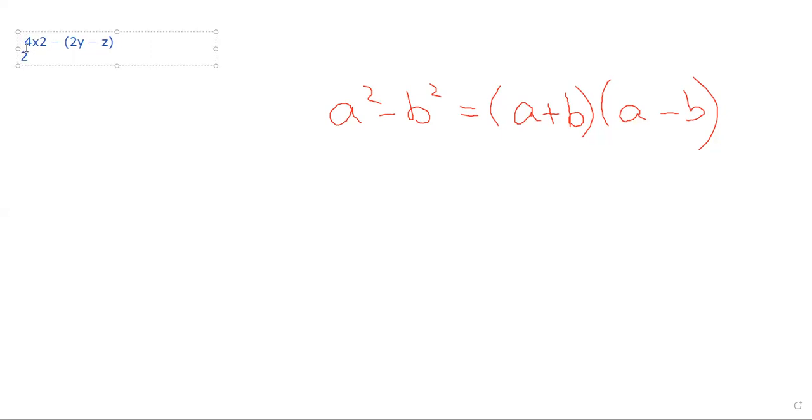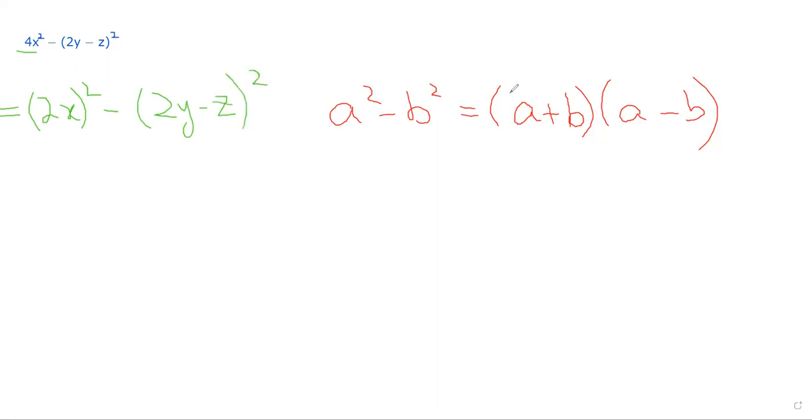Okay, let me write the question clearly for you. This is 4x square minus 2y minus z whole square, okay? This is the question. Now we are going to solve it. Is 4 the square of any number? Yes. Which one? 2. So can we write it as 2x whole square minus 2y minus z whole square as it is?